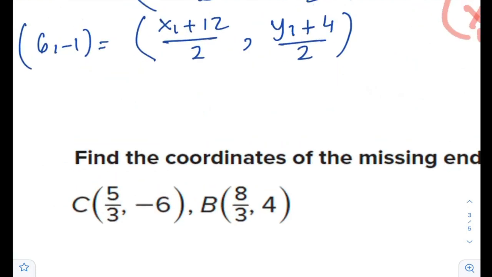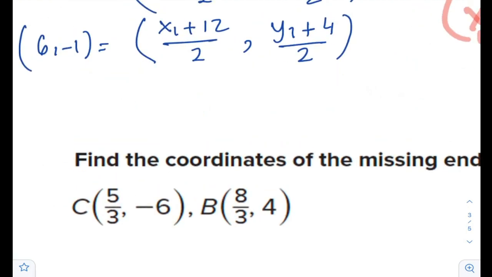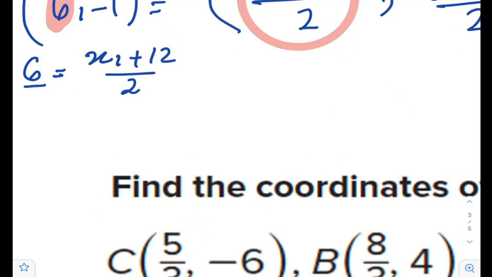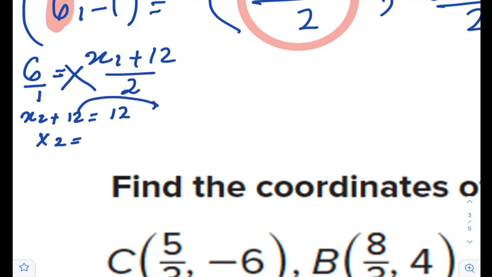So we have here two unknowns, so we can generate two equations. The first equation comes from that this x coordinate equals this x coordinate. So we will write 6 equals x1 plus 12 over 2. And we will solve this proportion. We can simply cross multiply, put a 6 over 1. So x1 plus 12 equals 6 times 2, which is 12. And x1 is 12 minus 12, which means 0.